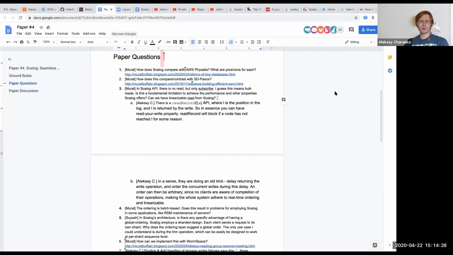For the RSM, the replicated state machine is going to be the application on top of Scalog. I don't see anything preventing this application from being built with the existing API, because all you need from your node that maintains this replicated state machine is to execute these commands in order. So it needs to read, and be able to catch up, and so on.